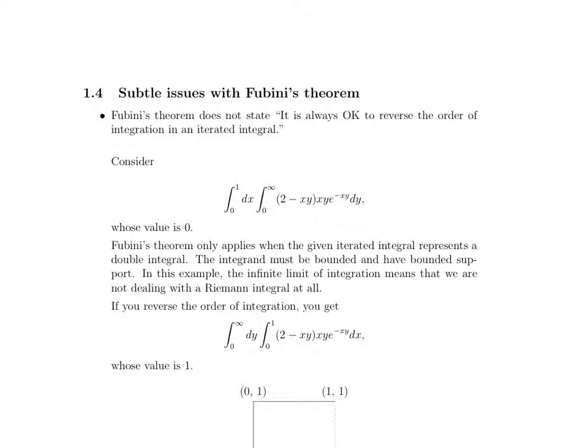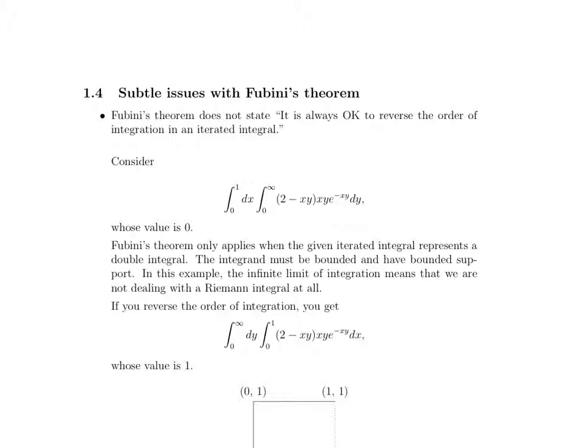That kind of double integral exists. So remember that that means that the function must be bounded for it to be Riemann integrable in that style, and must have bounded support. And here we are dealing with an unbounded interval. We have this infinite limit when we're dealing with y. And so this isn't a Riemann integral at all.